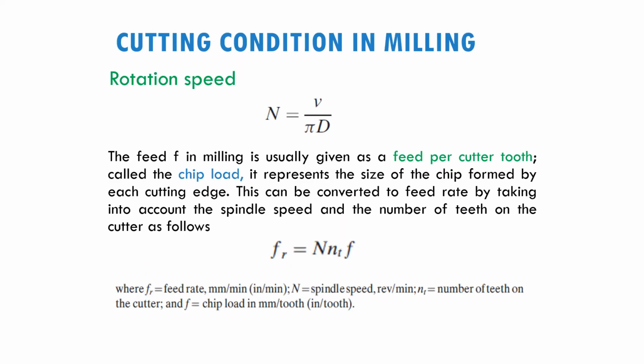Now let us see the cutting conditions in milling. For N, the equation is still the same, which is V over pi D. But the difference for the feed rate FR is that they have an additional NT. NT is the number of teeth. Let's say if you have more than one tooth used during the milling operation, you have to include the number of teeth of the cutter in this equation.